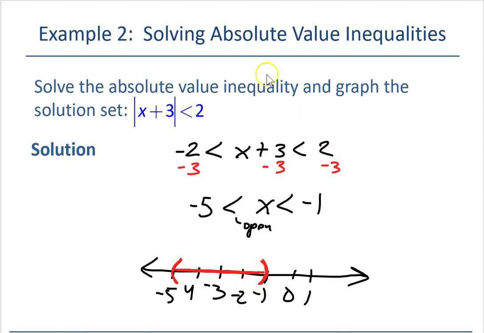Notice that it does not say to write this in interval notation here. We could easily come in here and say, okay, I've got 2 parentheses because that's what the graph is telling me, and they go from negative 5 to negative 1. We'll just call that our interval notation there. So pretty straightforward there. Let's do some more examples here.